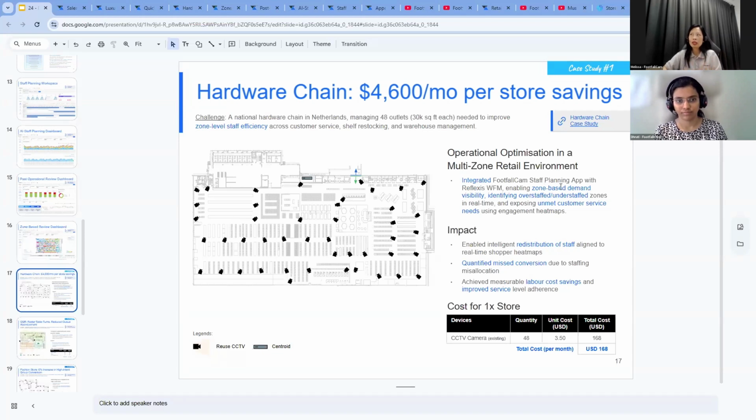And so we enable all the zone-based demand and all that. So the impact is that it can give an intelligent redistribution of staff, aligned to the real-time shopper heat map. So maybe now suddenly you have a lot of people here, so staff from this redeploy to there to serve customers and so forth. And you can quantify all this conversion.